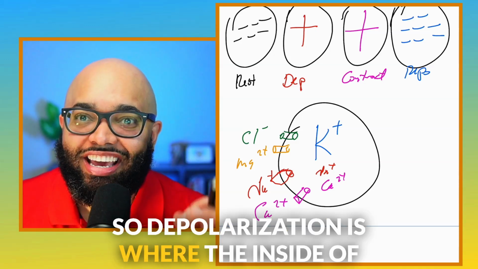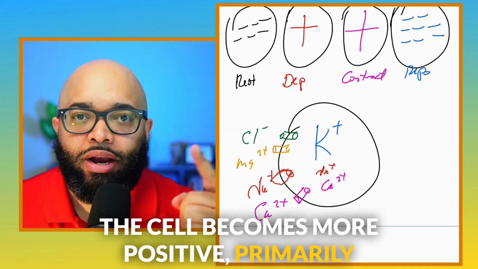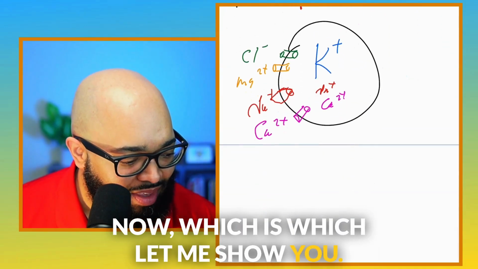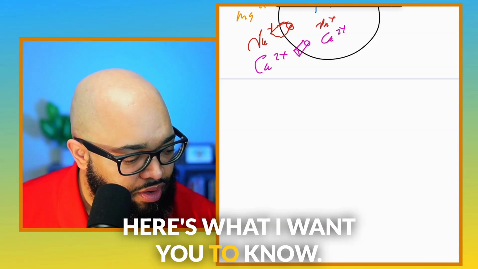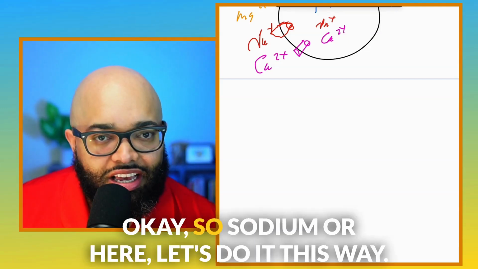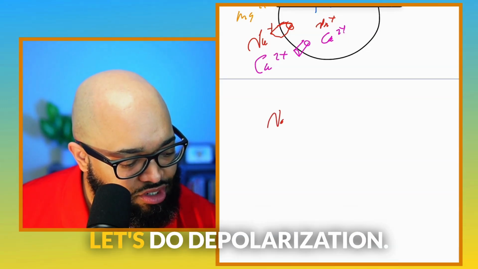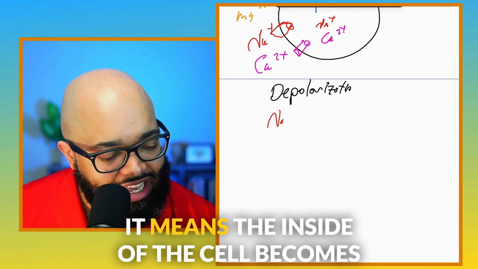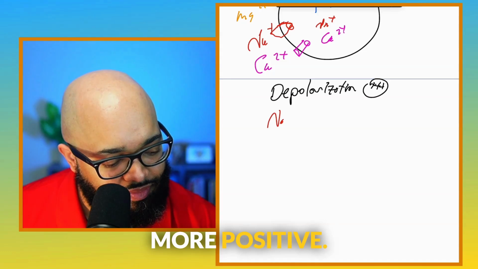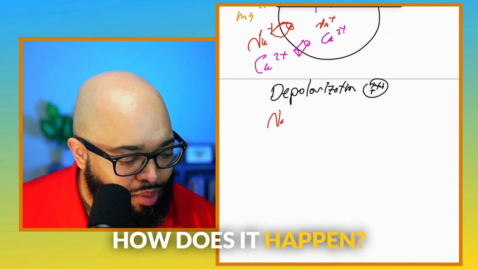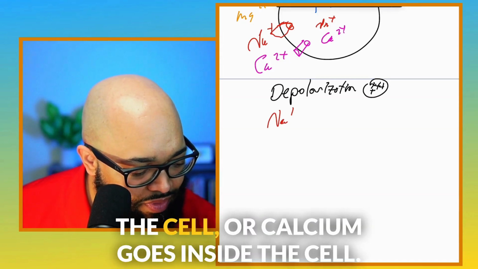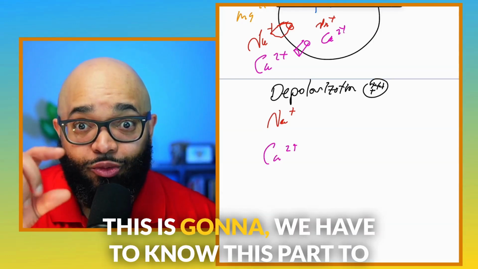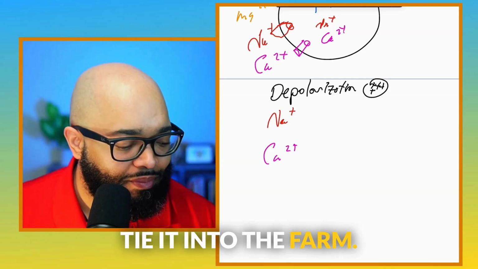So depolarization is where the inside of the cell becomes more positive, primarily because sodium goes in or calcium goes in. Now, which is which? Let me show you. Here's what I want you to know. I did sodium in red. Let's do depolarization. What does depolarization mean? It means the inside of the cell becomes more positive. How does it happen? Primarily because sodium goes inside the cell or calcium goes inside the cell. We have to know this part to tie it into the farm.